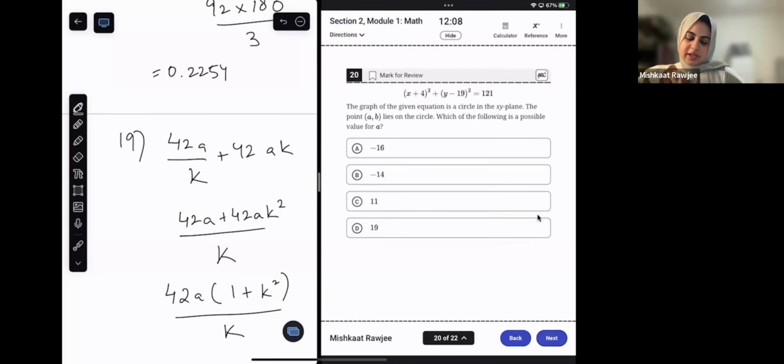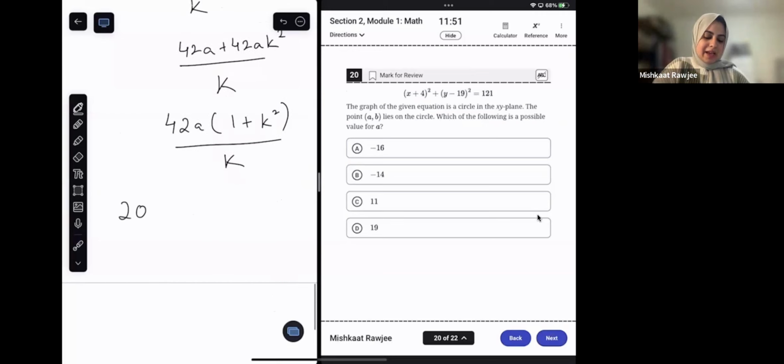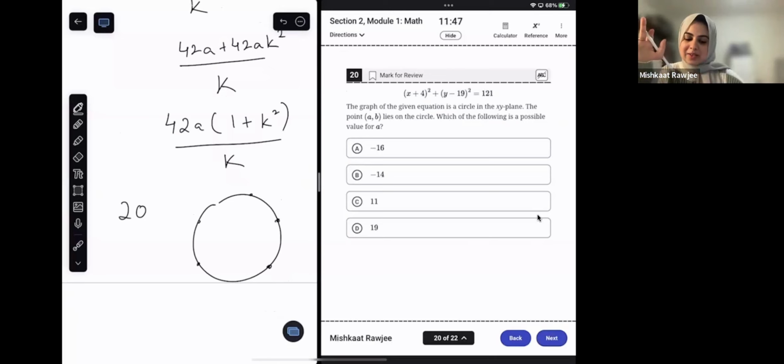The graph of this equation is a circle, and point (a, b) lies on the circle. Which is a possible value of a? This just basically means that if it lies on the circle, it has to be a point on the circle. It can't be inside or outside, so it has to fully satisfy the equation. So let's see how we would do this.